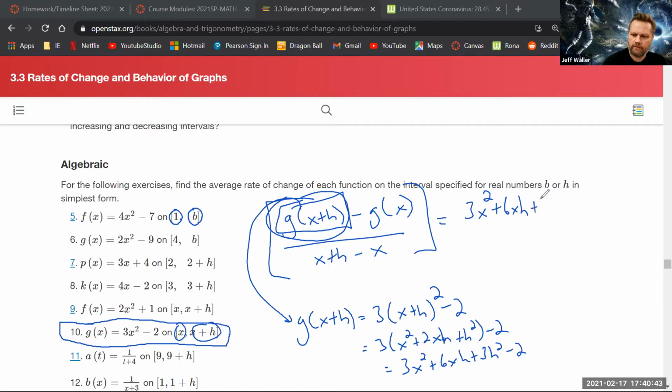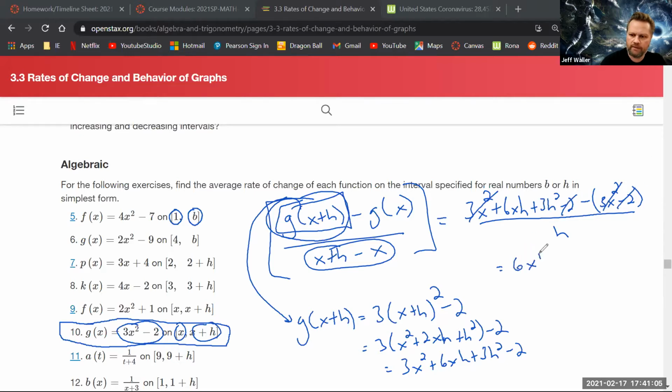All right, where to leave off? Minus g of x, which of course is the original thing, all over h is what the bottom becomes, right? So then the top, 3x squared minus 3x squared, -2 minus -2, they all cancel, and I end up with 6xh plus 3h squared divided by h, and I can cancel an h out of both of those: 6x plus 3h. Kabam, kaboom.